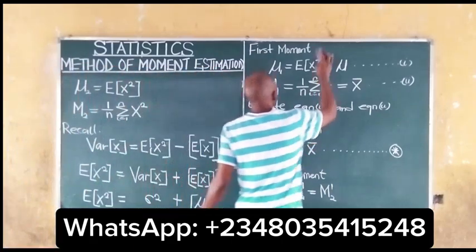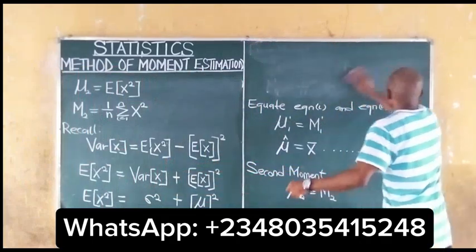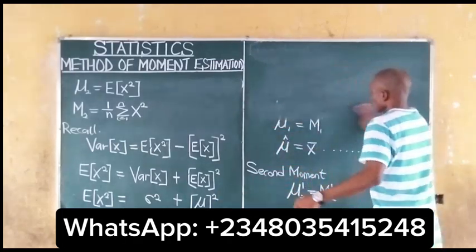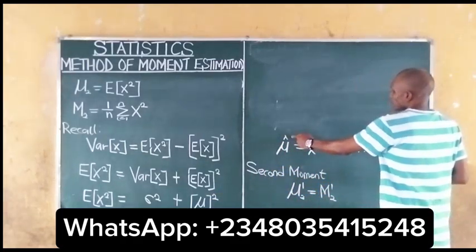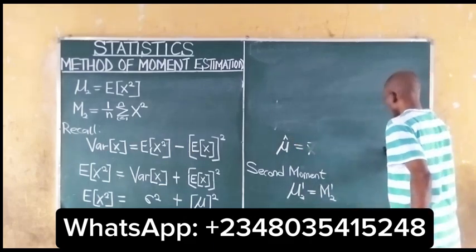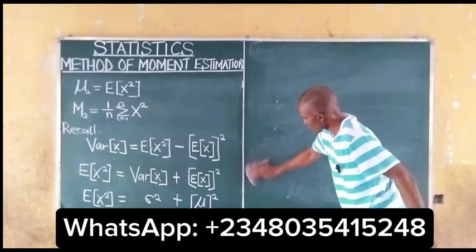We move over to this side of the board to obtain our second moment. Please do not forget that our first moment, our estimate for mu, is equal to x bar. We will recall that, and it's our equation star.